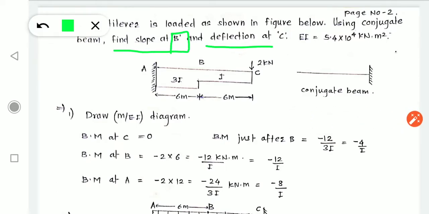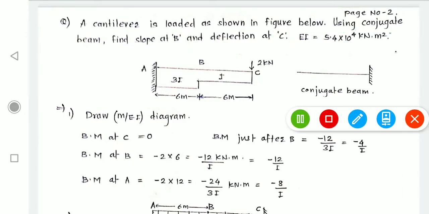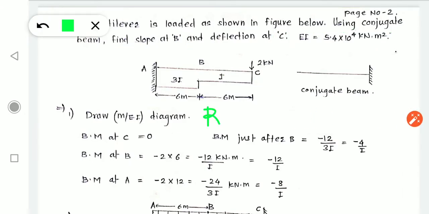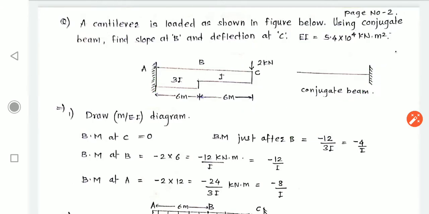and the deflection at C. Okay, so they asked us for the slope theta B and the deflection y C, and the EI value is given to us. Now as we know, it is a cantilever beam. The cantilever beam is the real beam and we have to turn it into a conjugate beam. So the fixed end will become free and the free end will become fixed. Understood?